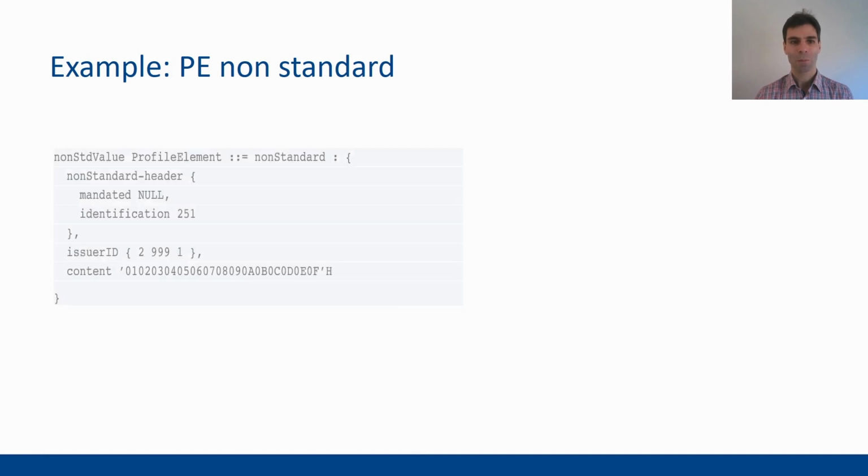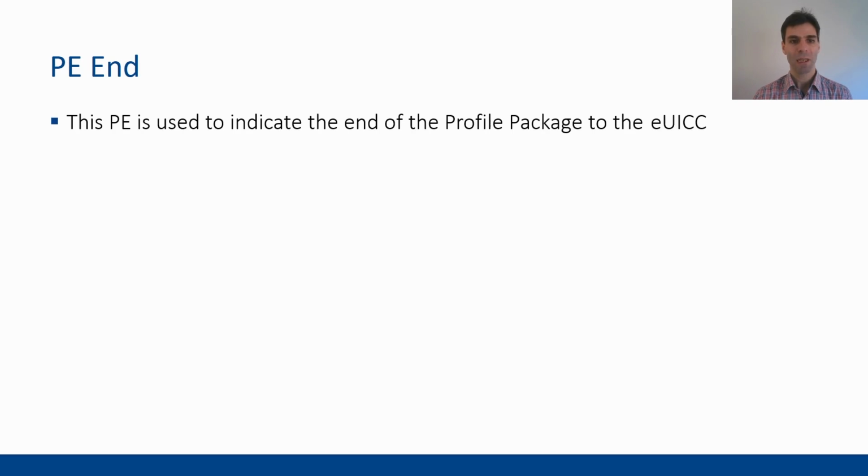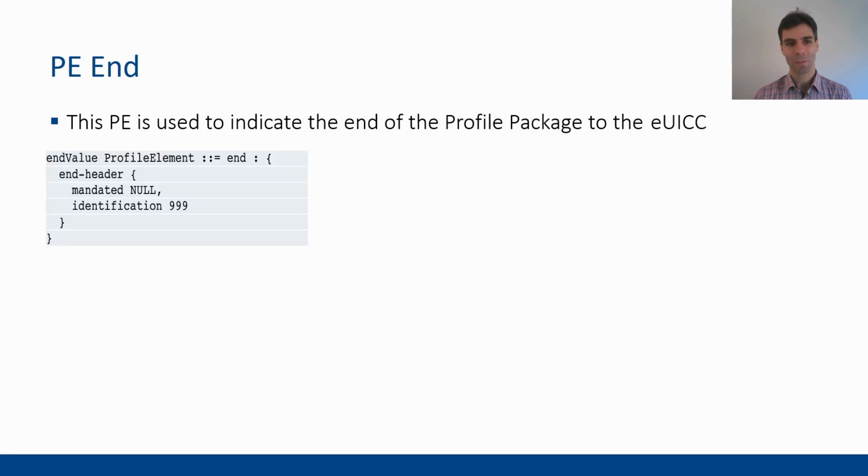An example of the PE non-standard we can see here. This is a very small one. It has a specific issuer ID and it has some content. And finally, the PE end, which is used to indicate the end of the profile package to the UICC. And this is just this small.